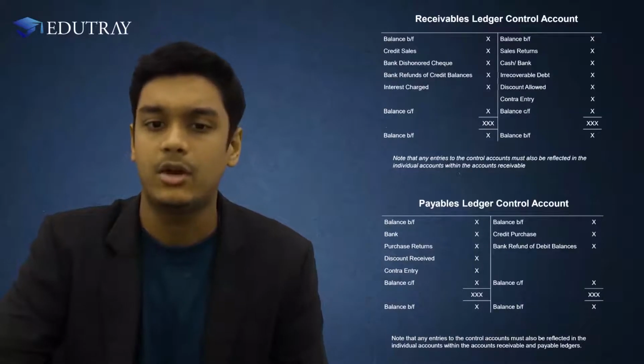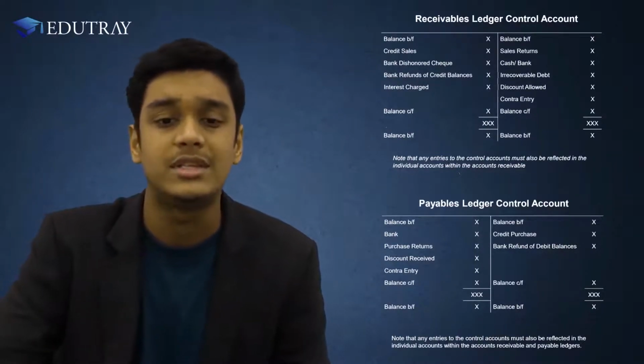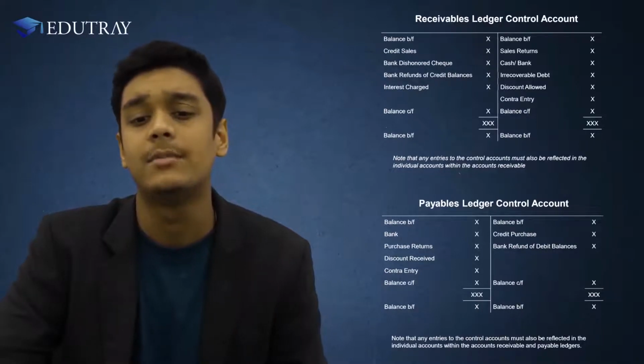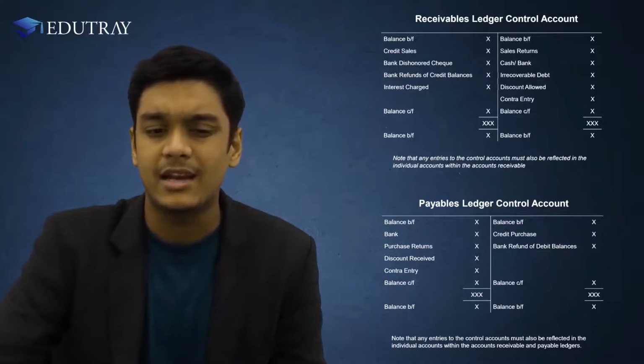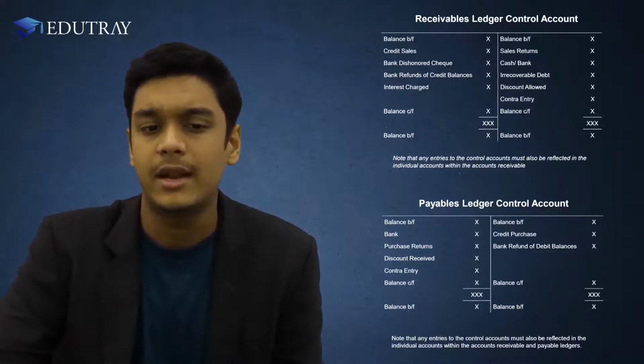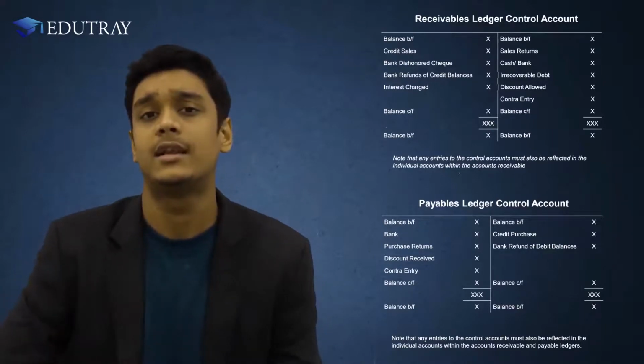So this is the format of a sales ledger control account and a purchase ledger control account, also known as receivables ledger control account or payables ledger control account. Now, isn't it exactly like a trade receivable and trade payable account? Yes, it is. The only thing students might get confused about is the contra entries.